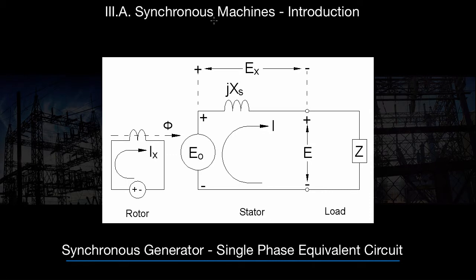So synchronous machines are a type of rotating machine, and typically it's going to cover either a synchronous generator or a synchronous motor. So what exactly makes it a synchronous machine? Well, we've got two main components. You'll see on the left side, this is our rotor. That's the part that spins. And on this side, this is the stator. That's the stationary part. And here's our load off to the right.